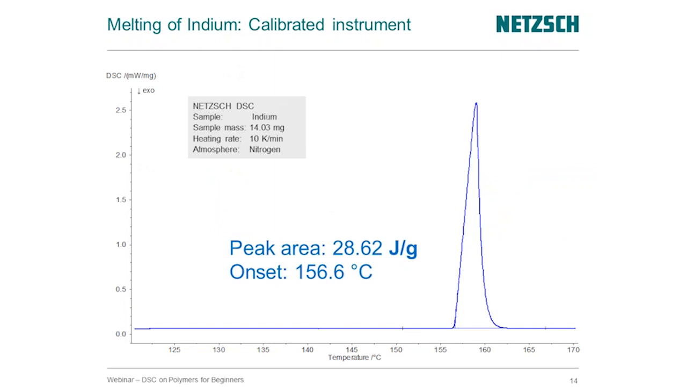So now this maybe looks more familiar to you. We've got the melting of indium expressed more commonly in joules per gram. Here on the x-axis we have the temperature, and on the y-axis we have now, instead of that microvolt signal, milliwatts per milligram. And then when we integrate the area under the curve here, we're going to express that in joules per gram.